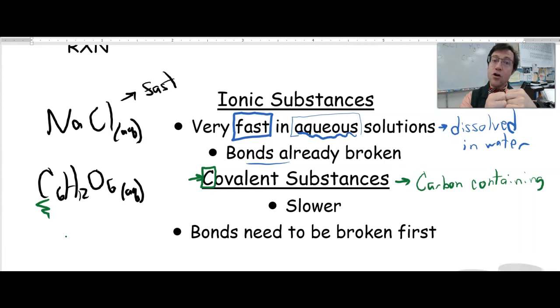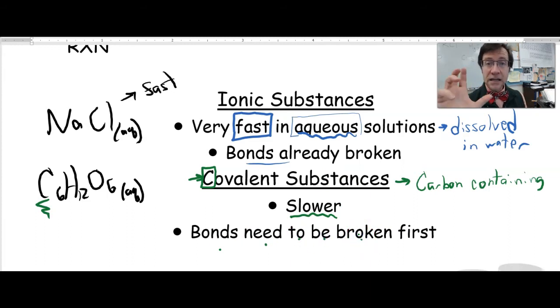There are no ionic bonds to break apart. So when a covalent substance dissolves, the water can't break the molecule apart. It separates one molecule from another, so you have one C6H12O6 over here and another one over here. So the molecules are apart from each other, but the individual atoms that make it up are still covalently bonded. So these are going to be significantly slower because the bonds need to be broken.